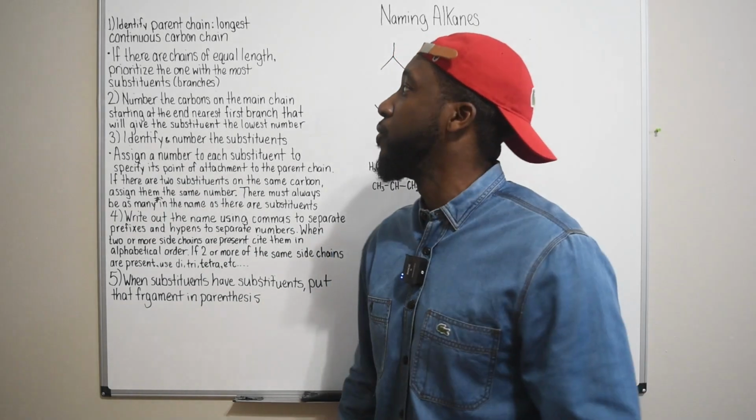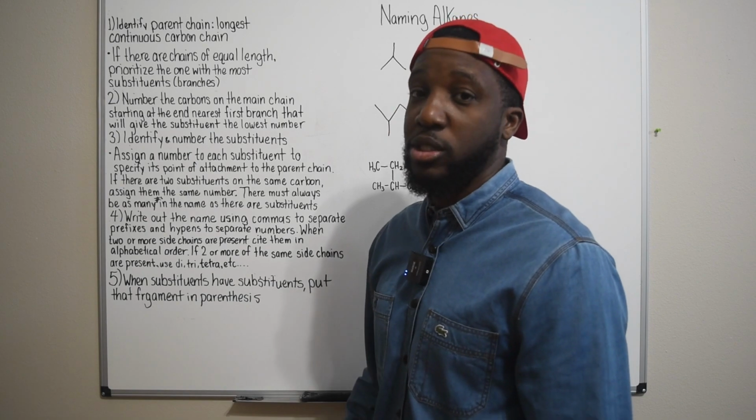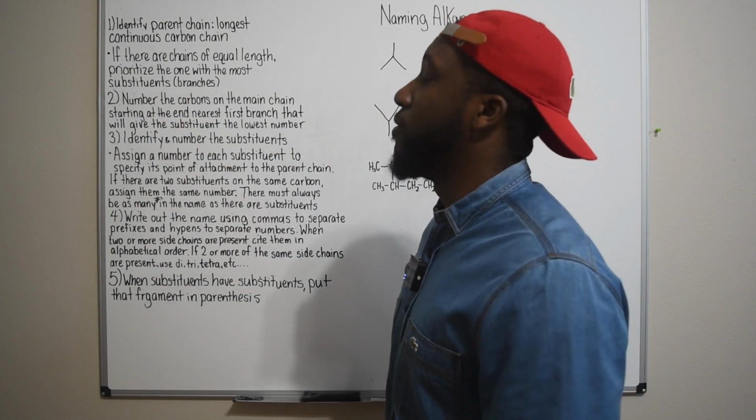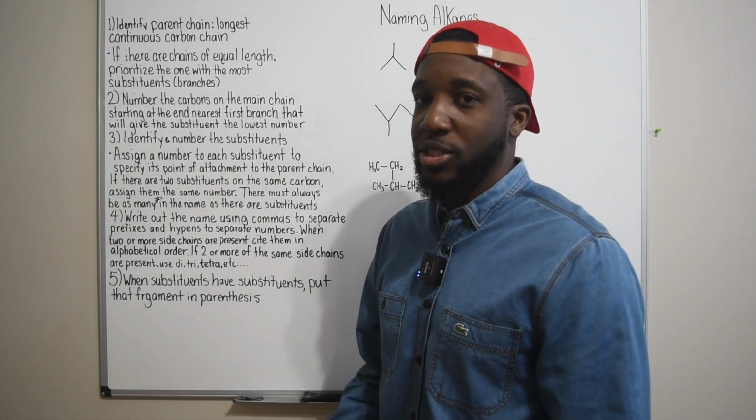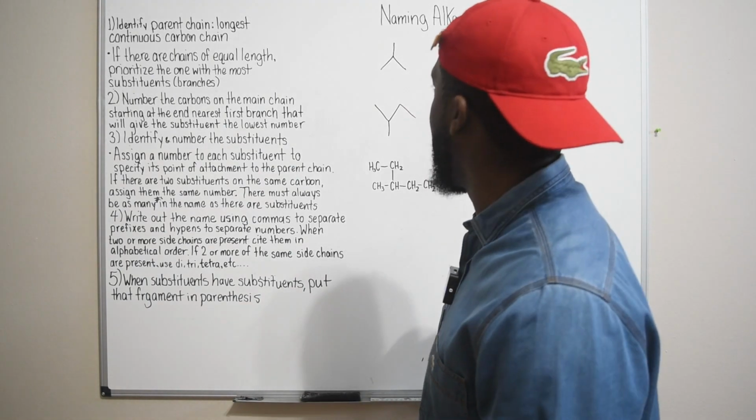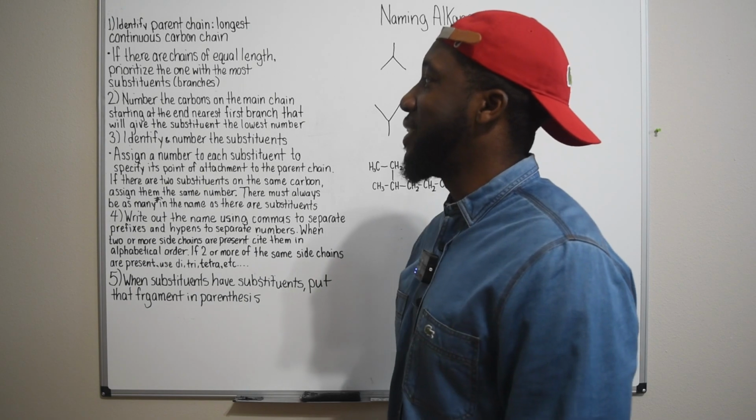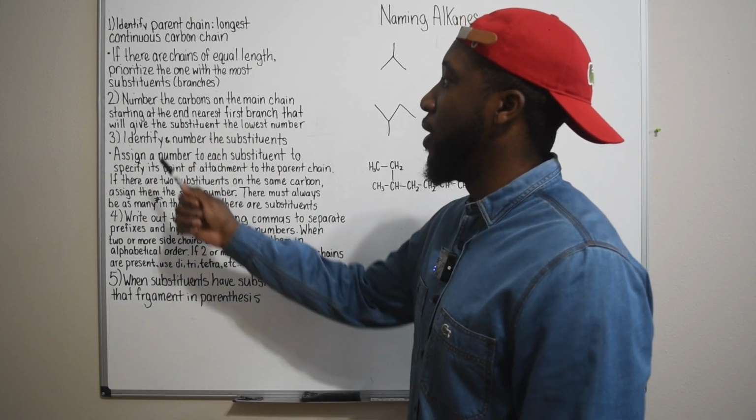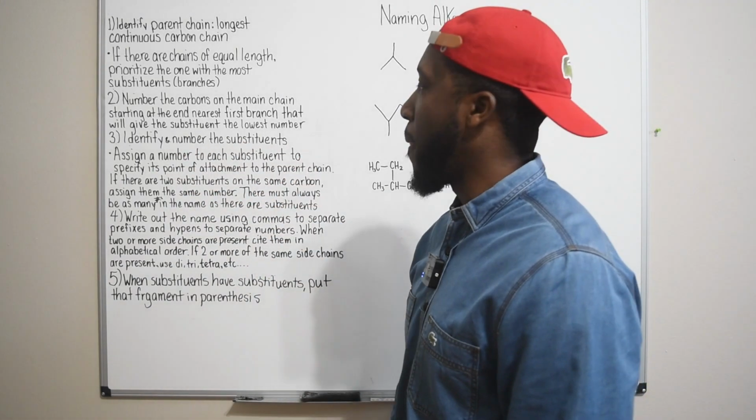Memorize the rules. Okay, so first identify the parent chain, and the parent chain is the longest continuous carbon chain. If there are chains of equal length, prioritize the one with the most branches or substituents. Number two, number the carbons on the main chain, starting at the end nearest the first branch. That will give the branch or the substituent the lowest number.